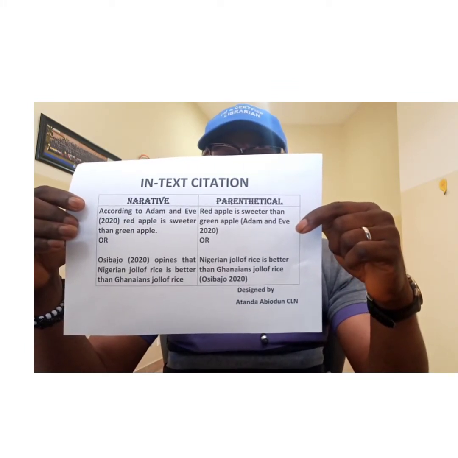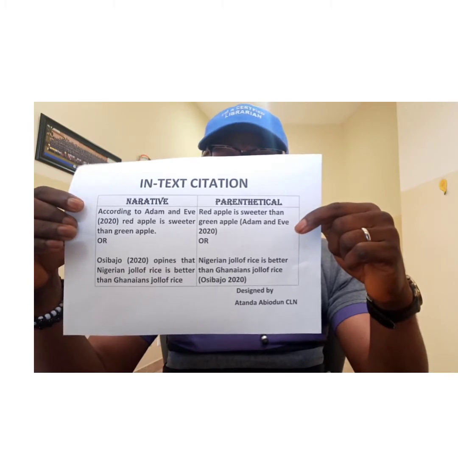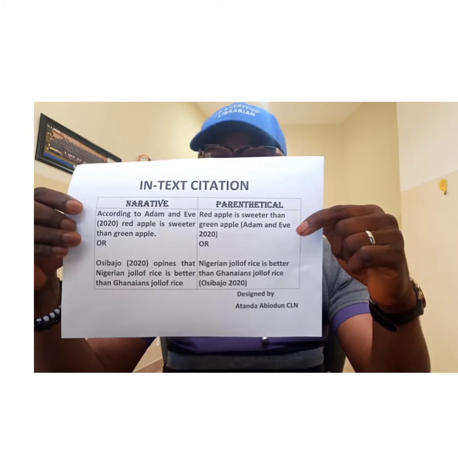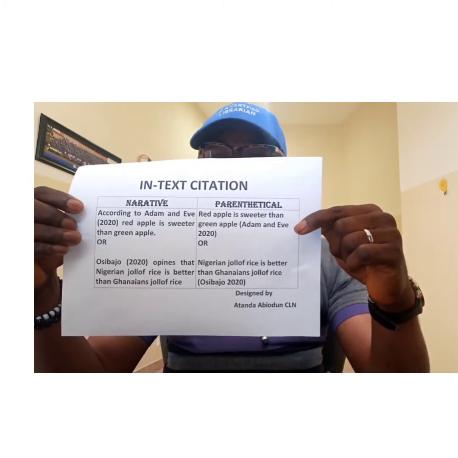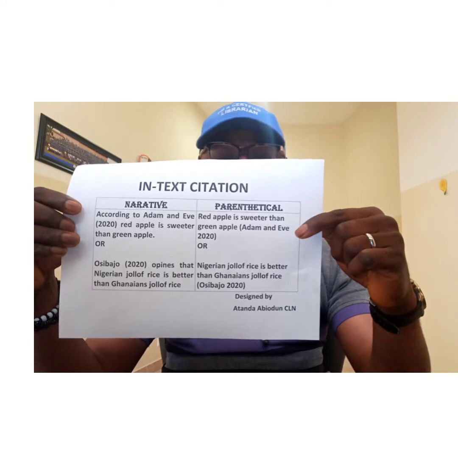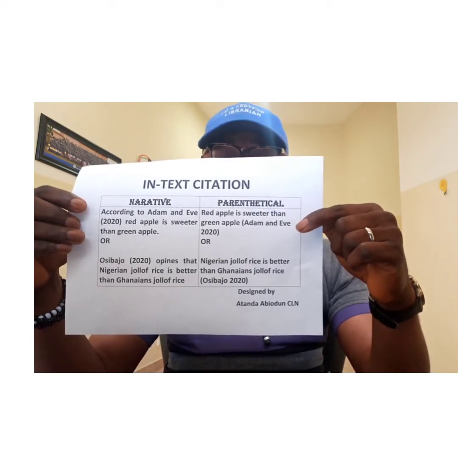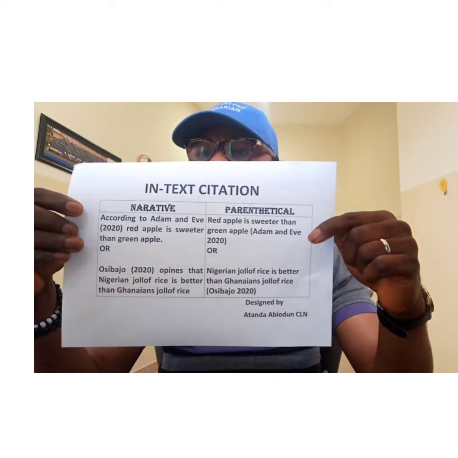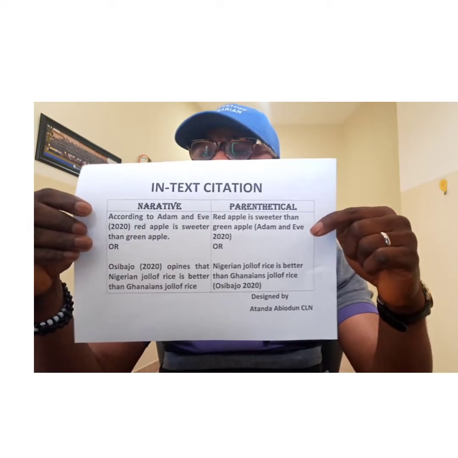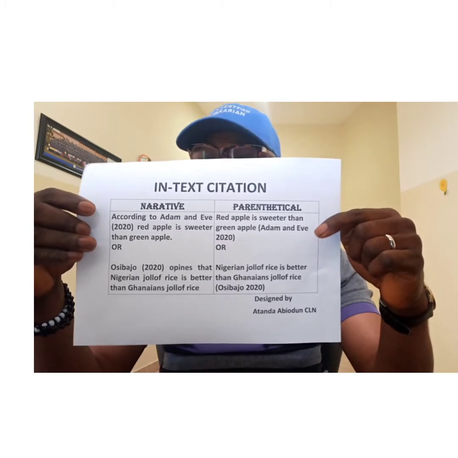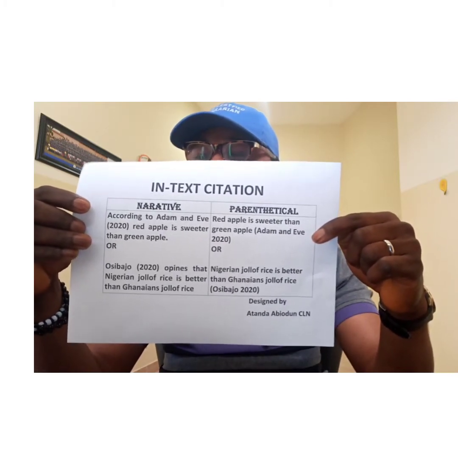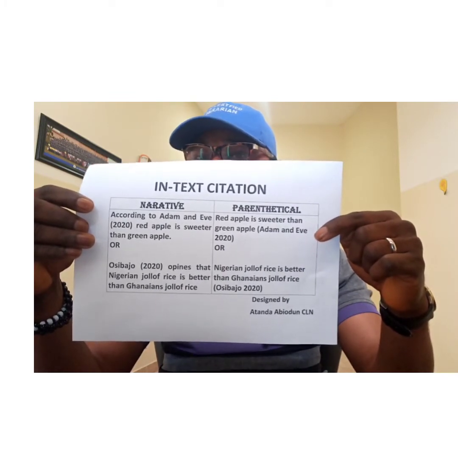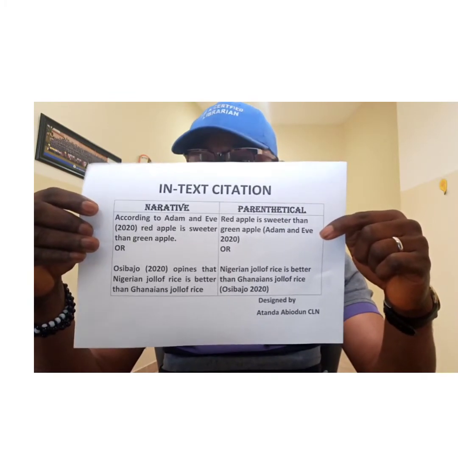Oshibajo 2020 opined that Nigerian jollof rice is sweeter than Ghanaian jollof rice. Now this is narrative citation. It is embedded in the sentence. Oshibajo 2020 opines that Nigerian jollof rice is sweeter than Ghanaian jollof rice. Now if you look at the parenthetical aspect of it, we have, for example, red apple is sweeter than green apple, bracket open, Adam and Eve 2020, bracket close. You see the difference now.